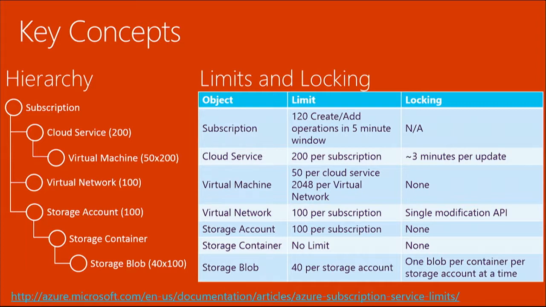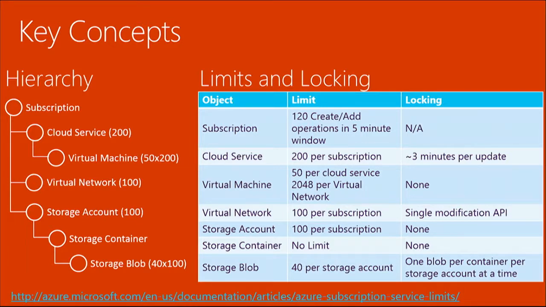The top level item from the platform side is a subscription. Now, a company can have an account and have multiple subscriptions, but within Azure the subscription is our top level entity. Within the subscription, compute goes into a cloud service. There can be 200 cloud services within a subscription, and then the virtual machines are deployed into that cloud service. You can have 50 virtual machines per cloud service, giving you a maximum of about 10,000 virtual machines.